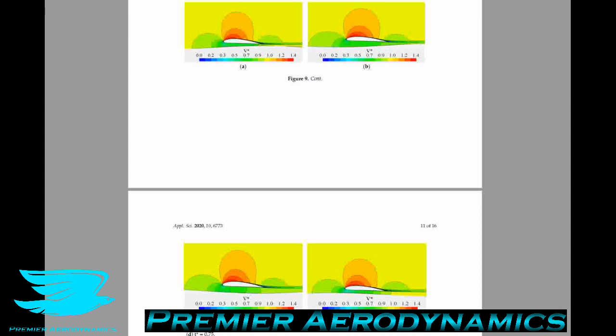For example, in figure 9b, which corresponds to when the airfoil is over a trough, as expected, the velocity is fairly fast here. Then in figure 9d, when the airfoil is over a peak, the velocity under the airfoil is much slower. So we can see here it's bluer, whereas here it's much more green.